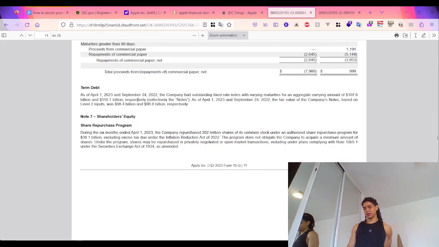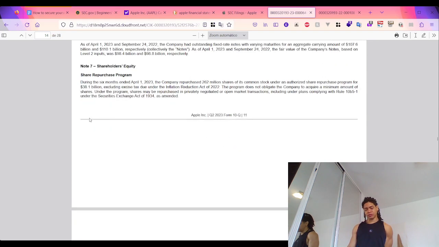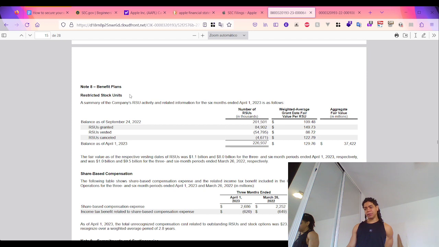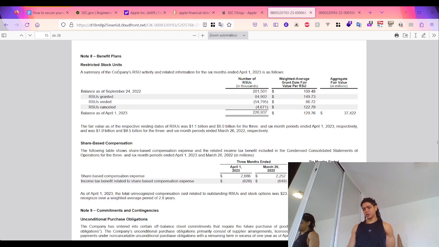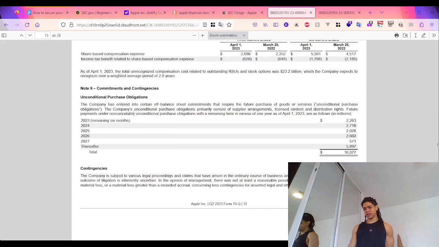So, debt, then shareholders' equity, which is another part of the notes. Benefit plans, exactly. Restricted stock units. A summary of the company's RSU restricted stock units activity and related information for the 6 months ended in April. Number of restricted stock units. Share-based compensation. Commitments and contingencies.